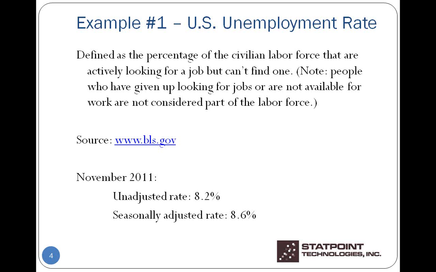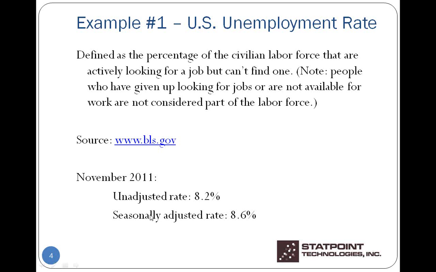Now, there are two different numbers that you can pull down from the Bureau of Labor Statistics. One is the unadjusted rate. That's the actual, at least estimated, unemployment rate in November, which turned out to have been 8.2%. And then there's something called the seasonally adjusted rate, which is the one that's normally reported. That was 8.6%.